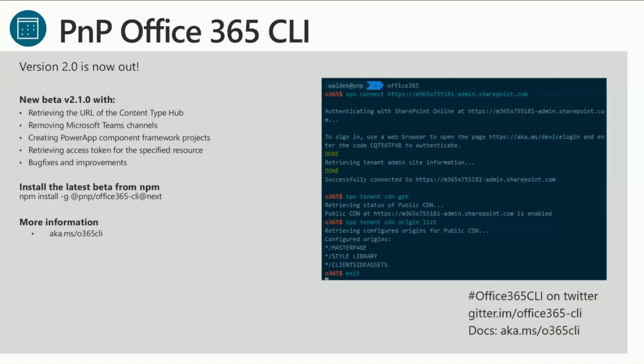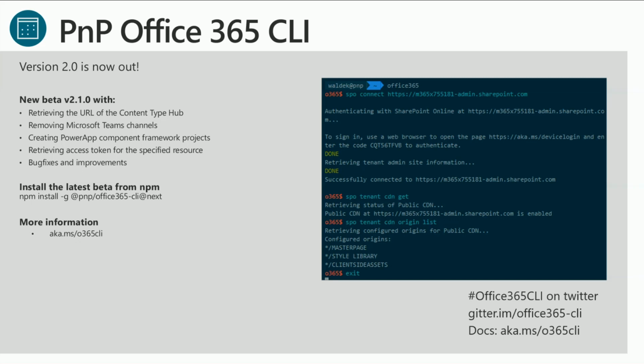What about Office 365 CLI? Well, from an Office 365 CLI perspective, here we have some other news as well. So version 2.0 is out. There was an announcement also yesterday on the Office Dev Twitter account. We are now in the beta release version 2.1.0 for the Office 365 CLI, which includes, as usual, much more improvements and functionalities, like, for example, the capability to remove Microsoft Teams channels, the capability to retrieve the URL of the content type hub, if anybody is still using that one, I would say, and to create Power Up components and stuff like that.